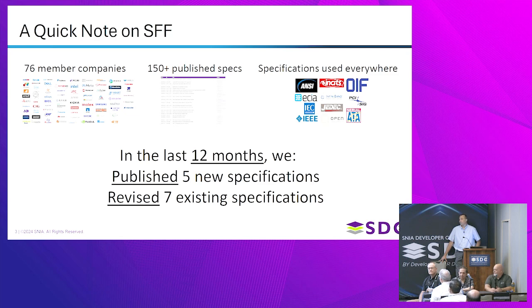So we are somewhere between 75 and 80 companies. I listed 76. That number fluctuates depending on the time of year, so I think this number is closer to 80 right now. We have over 150 published specs. And these are specifications, not standards. They range anywhere from connectors to cables to form factors to reference guidance, transceiver specs, etc.